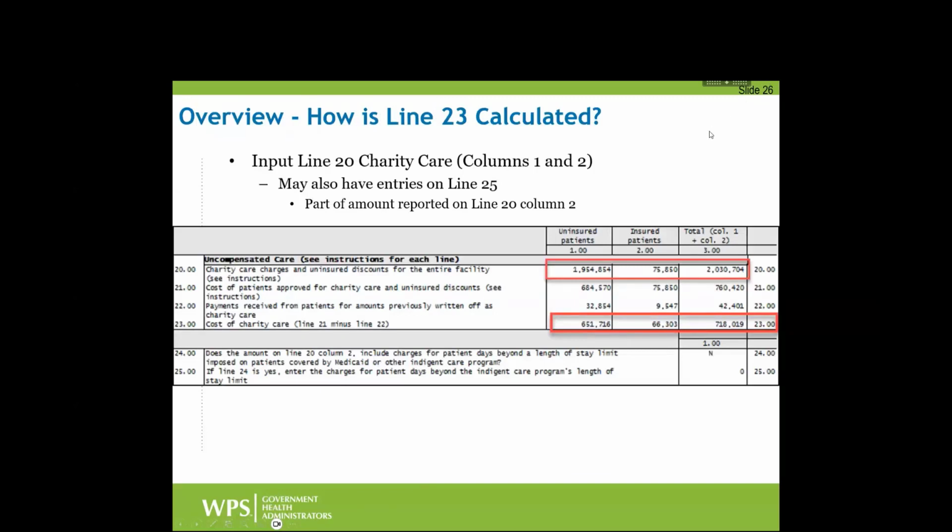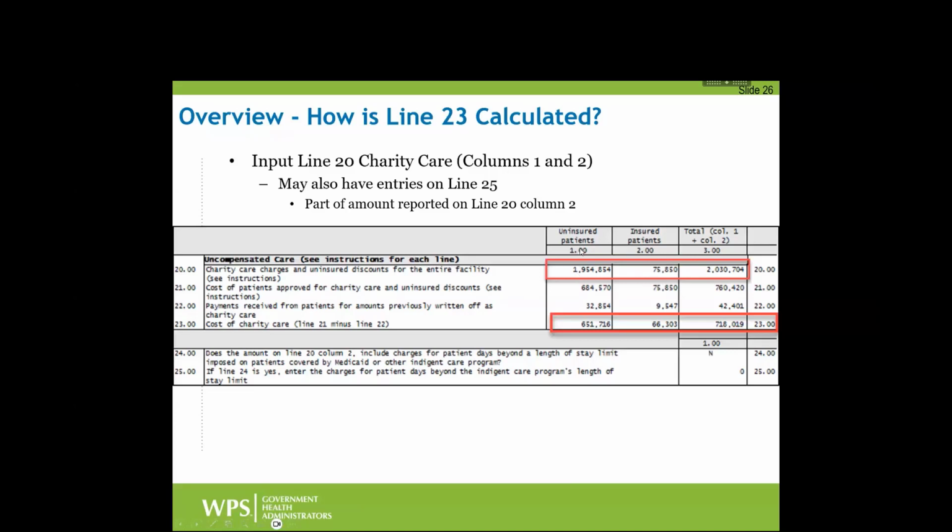Now, we don't edit those lines specifically. Those are all calculated lines. We have control over line 20. That's what can be edited and adjusted. We have column 1 and column 2, and then, of course, column 3 is the sum. Now, line 20 is your charity care charges, uninsured discounts. For the uninsured patients, that makes perfect sense. It's truly a charge. But for the insured patients in column 2, it's generally a co-insurance, deductible, or copay that's included there. I'll mention the exception in just a bit, but I do want to point out one thing here.